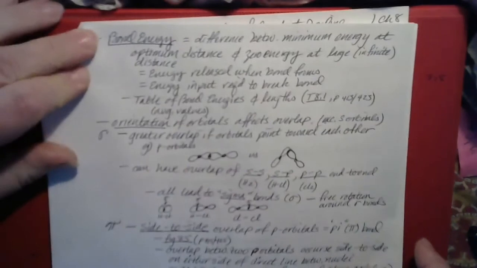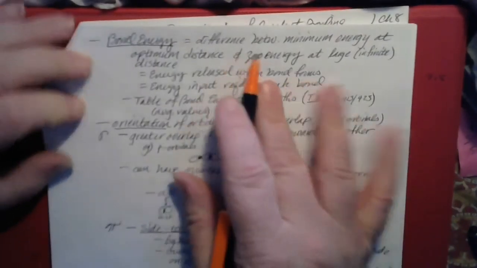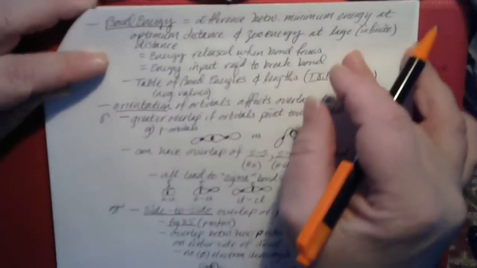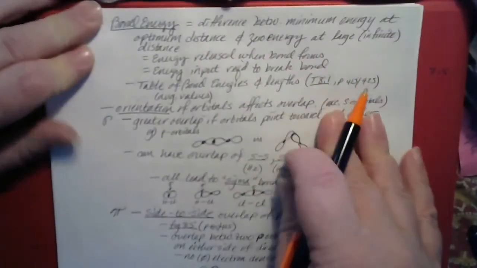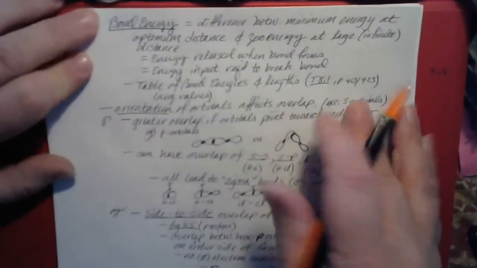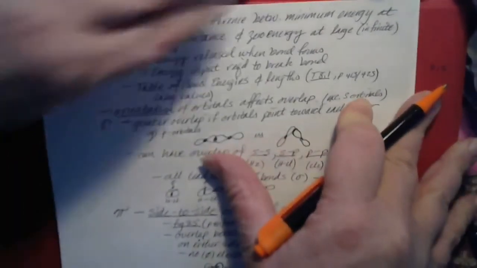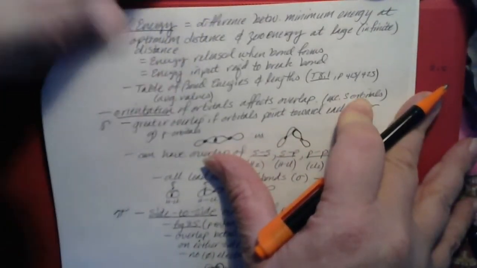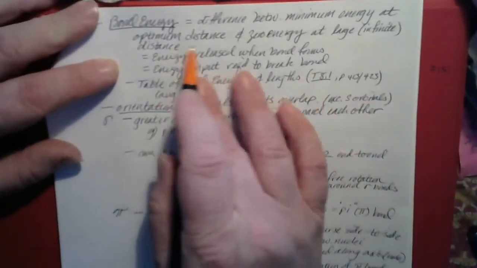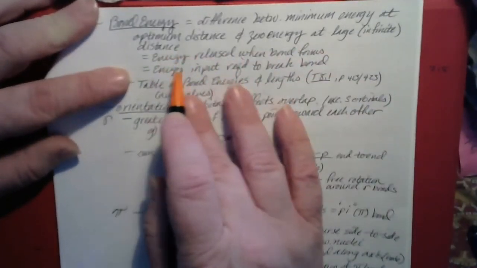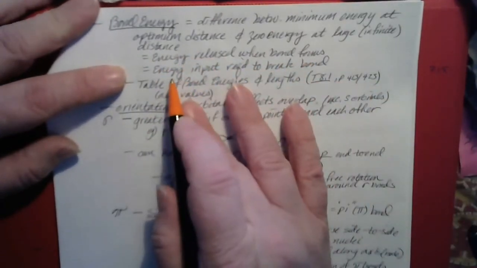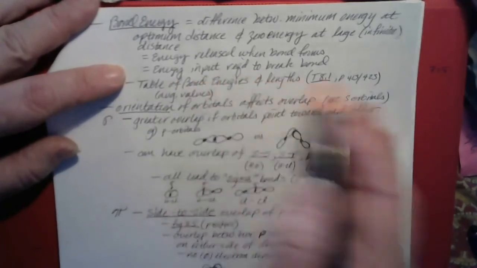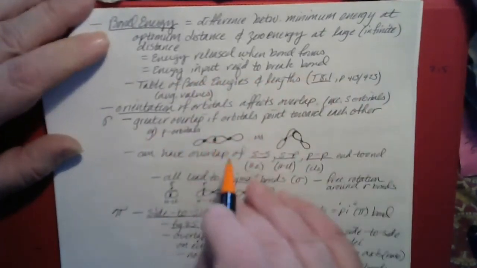Okay, the bond energy is just the difference between the minimum energy at the optimum distance and the zero energy when the atoms are separated by a large distance. It's usually considered to be an infinite distance, but of course in practice there's really no such thing as an infinite distance. So the bond energy would be the energy released when the bond forms, and that same amount of energy is also the energy that you have to put in if you want to break the bond.